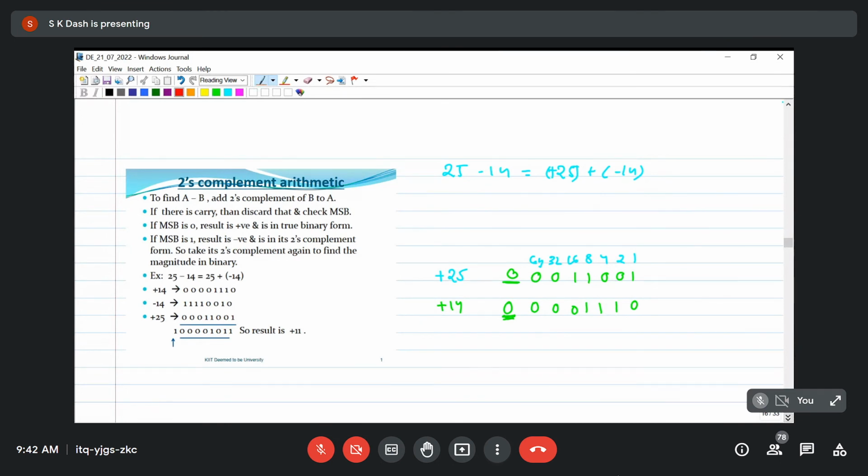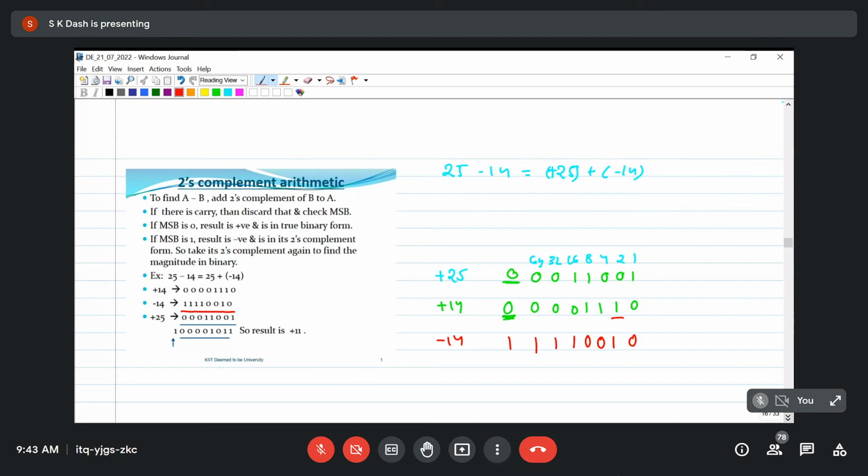Next. To write minus 14, what do I need to do? I need to take 2's complement of this number. So what to do? 0, copied. 1 is not encountered. Next checked 1, copied. So the first one is encountered now. Once the first one is encountered, the other bits will be interchanged. So this one will be changed to 0. This one changed to 0. This 0 changed to 1. This 0 changed to 1. This 0 changed to 1. This 0 changed to 1. So what happens? It is 11110010.